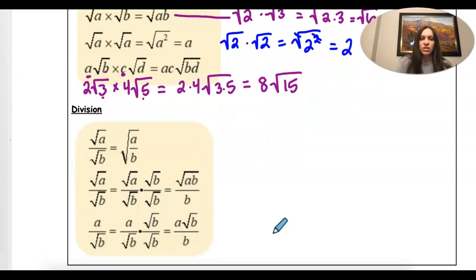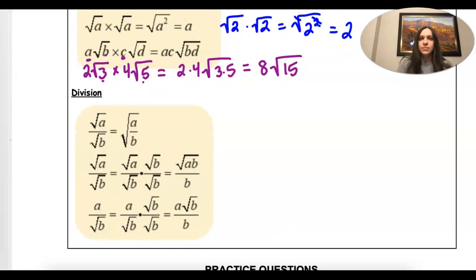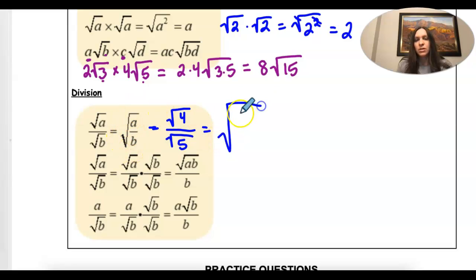Let's look at division. So division, if I have the square root of some number on the numerator and the square root of some number on the denominator, I can make that one square root with a fraction as the radicand.